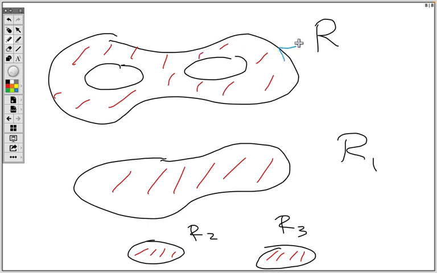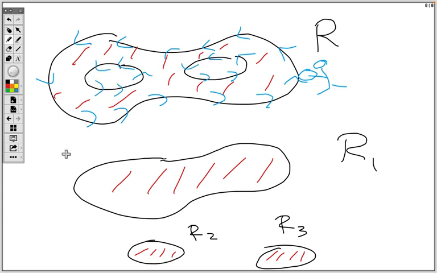So as I'm walking around this outermost boundary curve here, this is the direction I would walk if I wanted my left hand to stick inside the region. But if I'm on one of these interior boundaries, then for my left hand to stick inside the region, I actually have to go the other way. So that would be the counterclockwise orientation of these three boundary pieces.